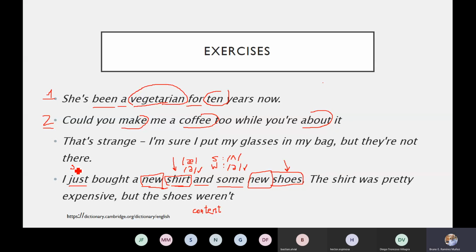I would say prefer the second option, just. I just bought, just. And not just, but just. I just bought. As you mentioned before, the strong form could be a. I just bought a new shirt.